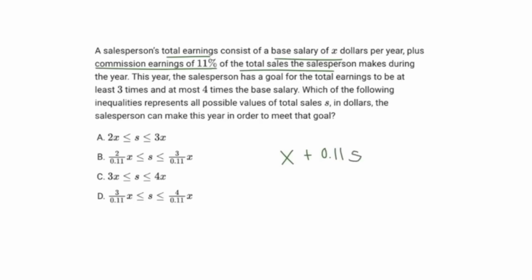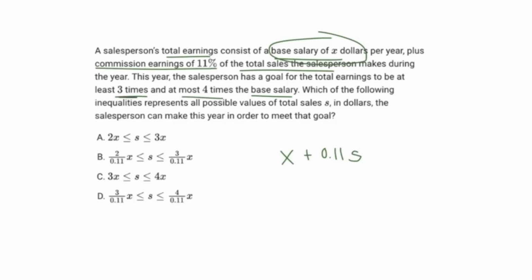It says this year the salesperson has a goal for the total earnings, this value right here, to be at least 3 times and at most 4 times the base salary. The base salary, remember, is the value x. Which of the following inequalities represents all possible values of total sales S in dollars the salesperson can make this year in order to meet that goal? So we just have to write our inequality out.